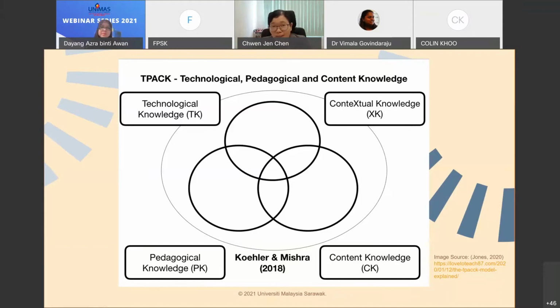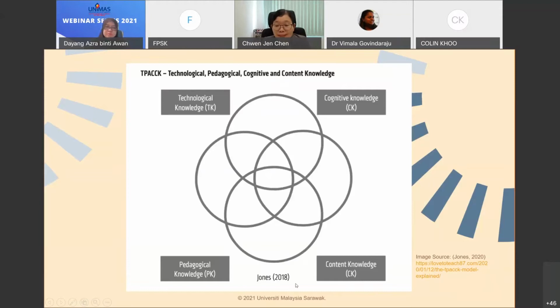These are all about the contextual knowledge that you need to have, which actually affects the design of your online learning. So you can see that the model is being expanded by including another knowledge domain. That was in 2018.